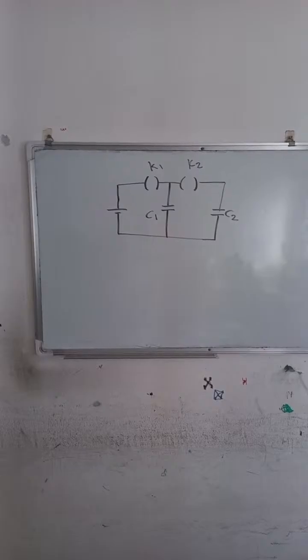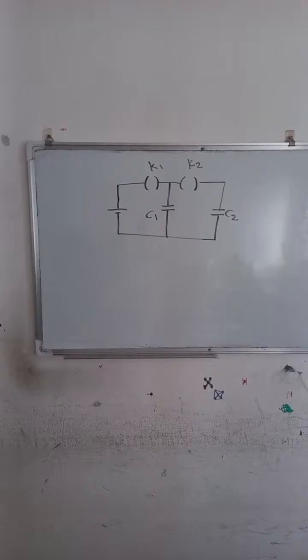I'll repeat all the options. Voltage across C1 is equal to voltage across C2. B option, voltage across C1 is greater than voltage across C2 if C1 is greater than C2. Option C, charge on C1 is equal to charge on C2, and option D, none of the above.